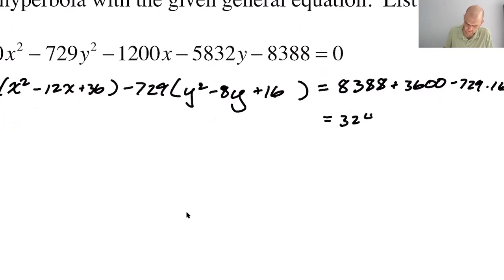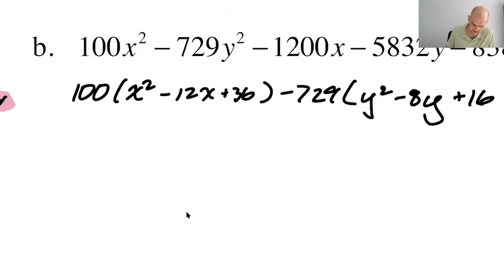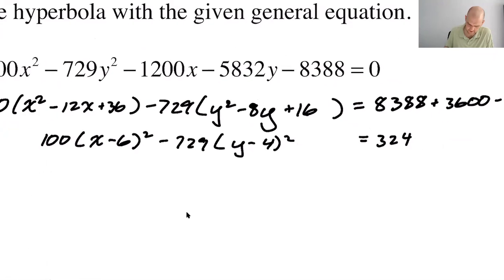324. Oh, maybe no, it won't be. Okay, so let me keep going here. So that's 10. Nope, 100. X minus 6 squared minus 729 y minus 4 squared equals 324.